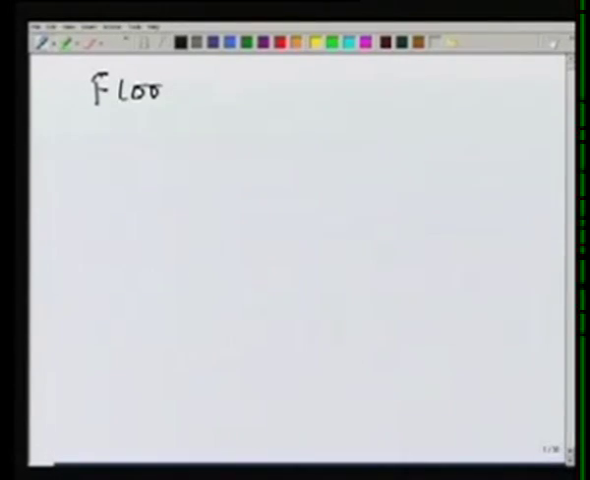Flood routing is an important subject because it will translate any input at one point to the flood output at a downstream point by taking care of the storage, resistance, and other factors. So today we will discuss some aspects of flood routing. Flood routing simply means that we route the flood from one point to some point downstream.